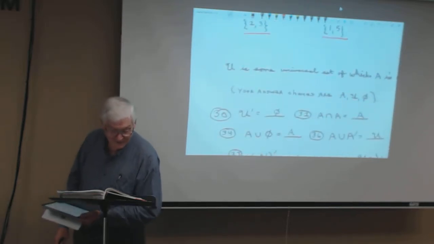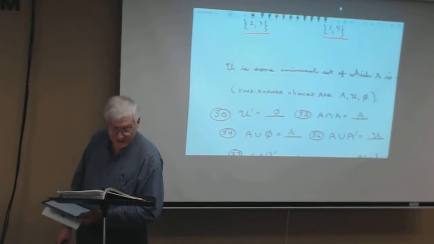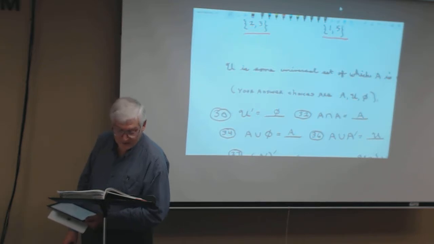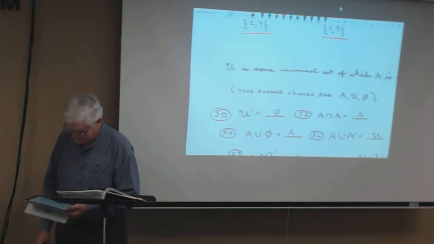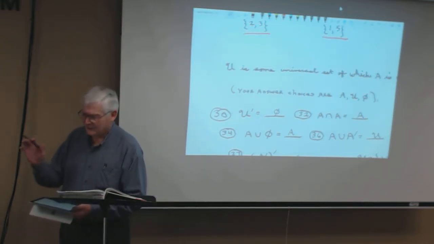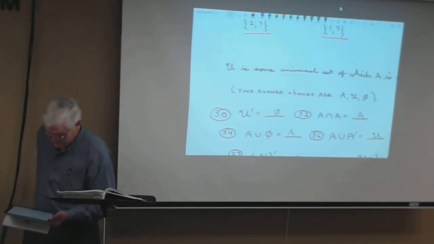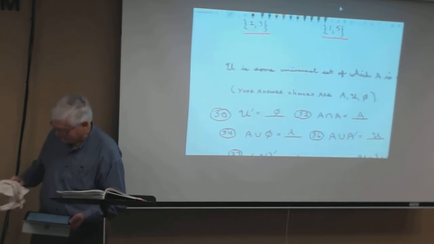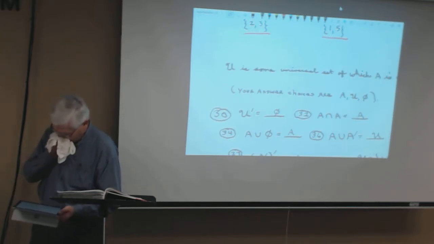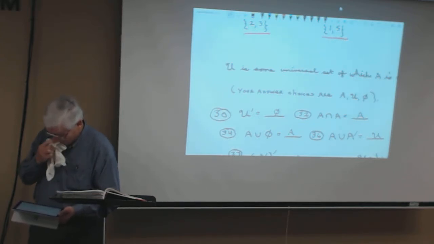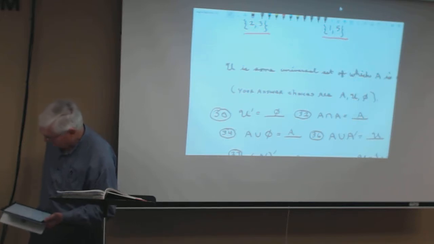Let's move on down to number 30. In problems 29 to 38, the universe is some universal set of which A is a subset. Now, if you're having trouble making sense out of this stuff by just thinking about it abstractly, may I suggest something you might do that will help you see your way through this stuff.